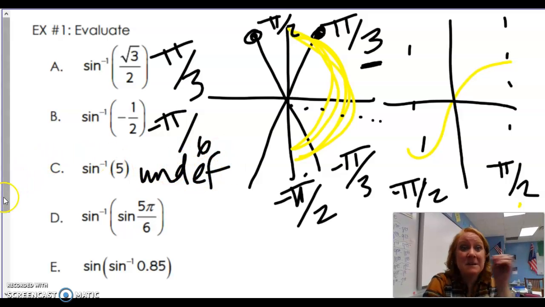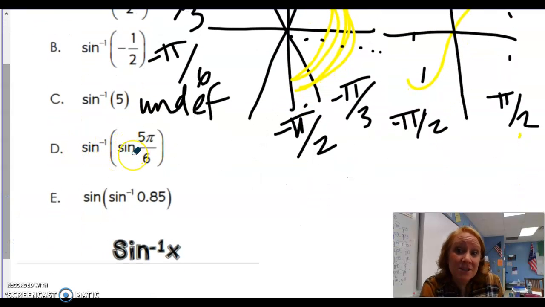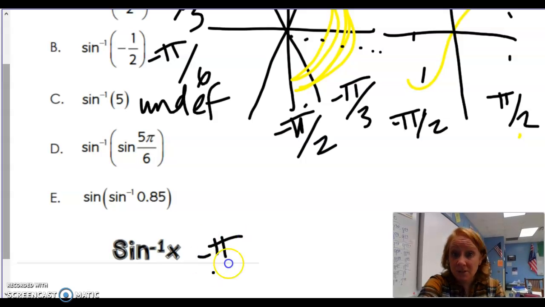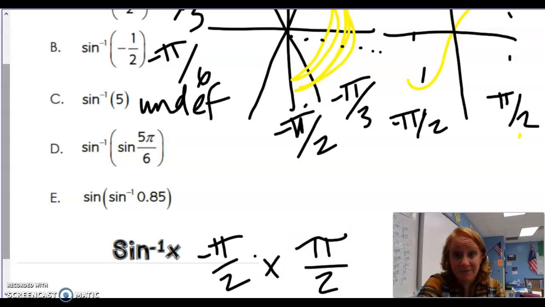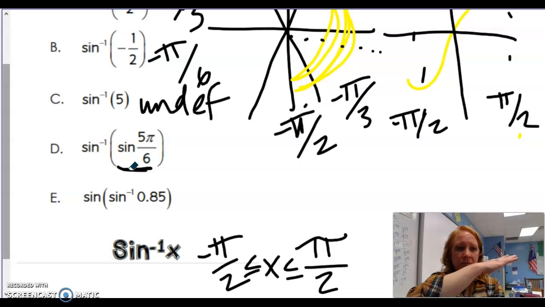Okay, now this one, it's a composite. Now technically, sine inverse and sine undo each other. Okay, and at the same time, yes, they undo each other, but we have to work within the constraints we're given, which at this point in time is negative pi over 2 to positive pi over 2, and 5 pi over 6 doesn't fit within those constraints. Okay, so I'm just going to kind of draw it out. I'm going to figure out what is the sine at 5 pi over 6. Well, 5 pi over 6 for me is right here.